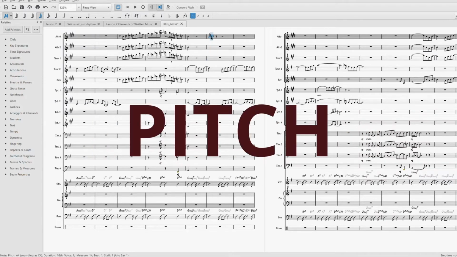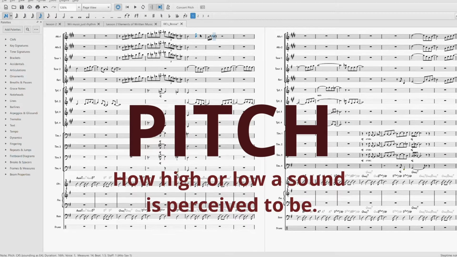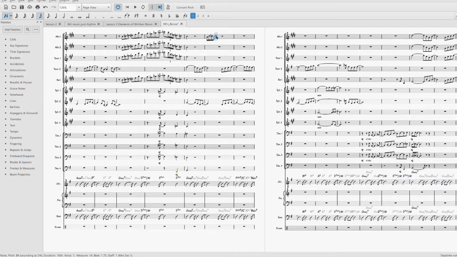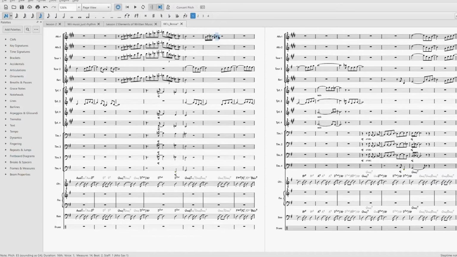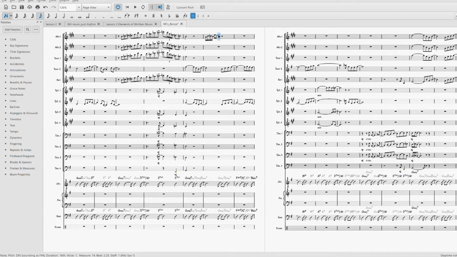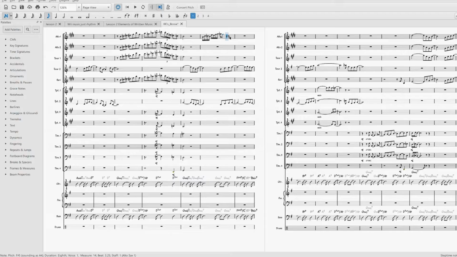Pitch is how high or low a sound is perceived to be. Listen to the following sounds. Can you tell which one is higher or lower? In written music, these pitches are assigned a note that is written higher or lower on a music staff. This can communicate to the musician which pitch should be played.